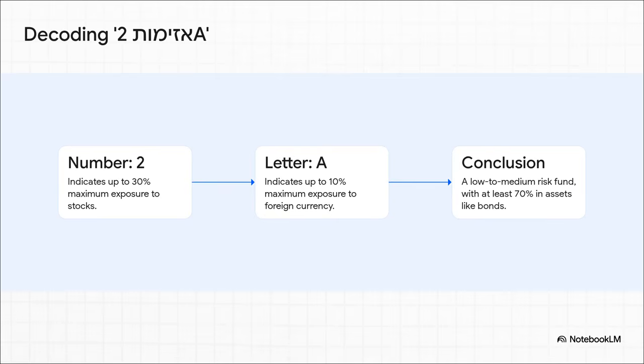All right, so theory is one thing, but let's get our hands dirty. Let's take this newfound knowledge and apply it to an actual fund you might see out there. Okay, let's decode a fund called Azmut 2A.